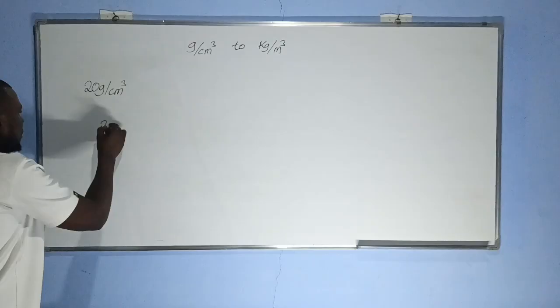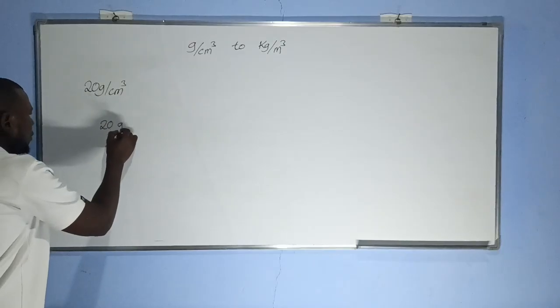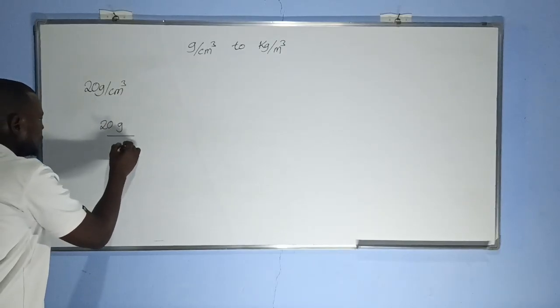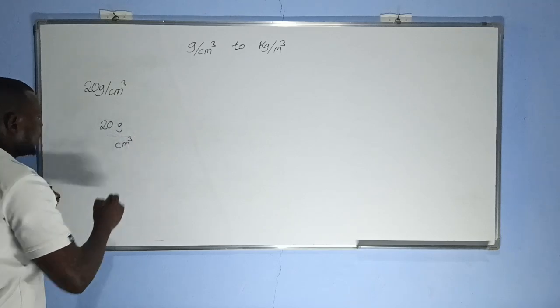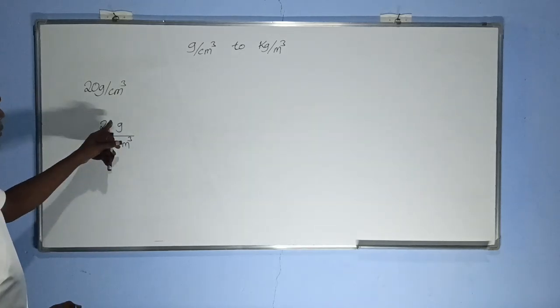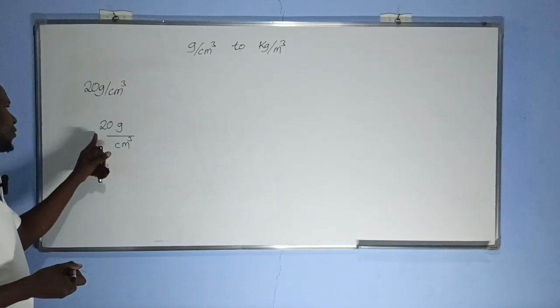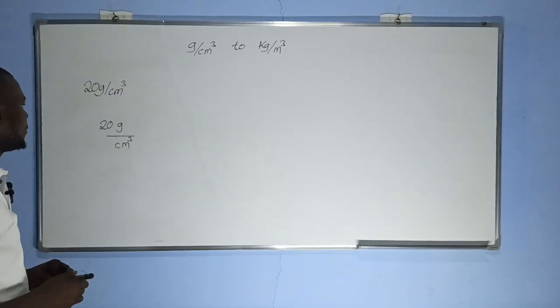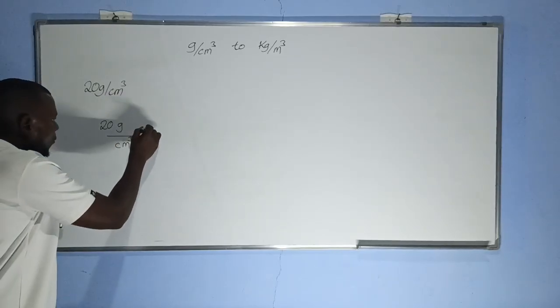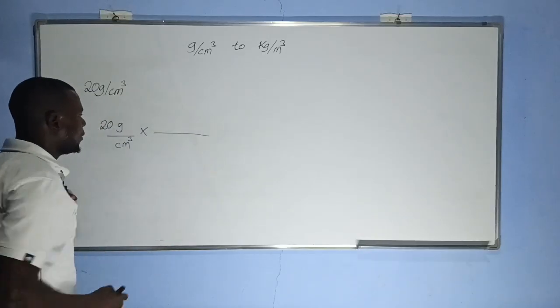Now the first step is to write what we are given clearly, showing the division of the units. In this case, we are saying grams that are being divided by cubic centimeters. So it's 20 grams per cubic centimeter. Then we introduce our conversion there.